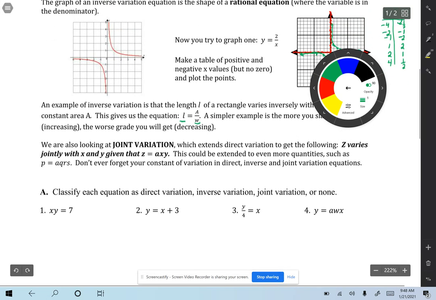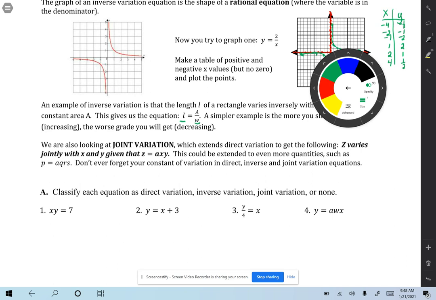And finally, we are also looking at joint variation, which extends direct variation to get the following. Z varies jointly with X and Y, given that, and notice how something is stated, that's how you start your equation. So Z varies jointly. So Z is going to be on the left side. Jointly means there's going to be more than one variable. In this case, the variables are X and Y. So they're going to be on the opposite side of the equal sign, and the constant goes in front.